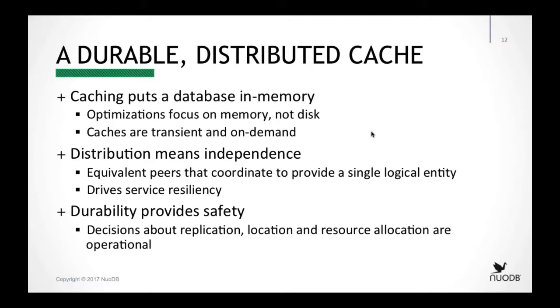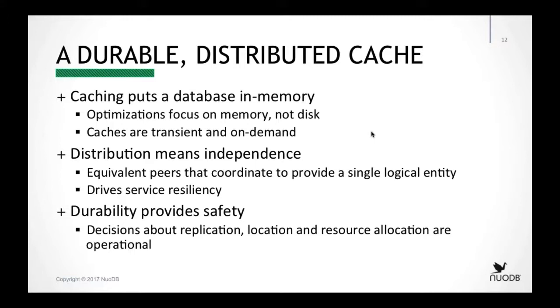The caches are fully transient and built on demand, so you can spin up these transaction engines as you need them or shut them down as you don't need them. They're fully consistent. It's a fully peer-to-peer mesh between these transaction engines, so they can make sure that the data is consistent across all these transaction engines.